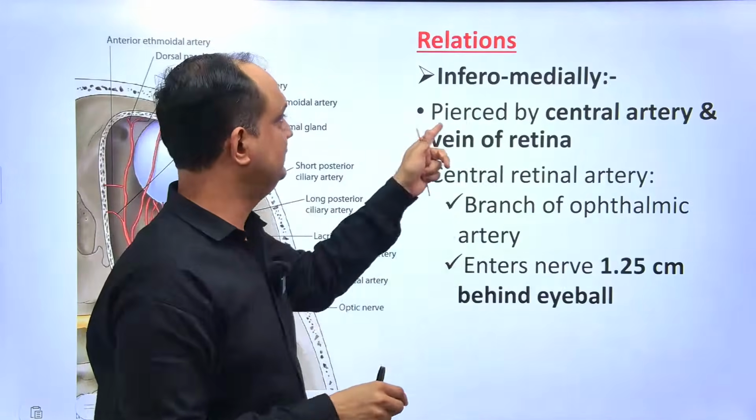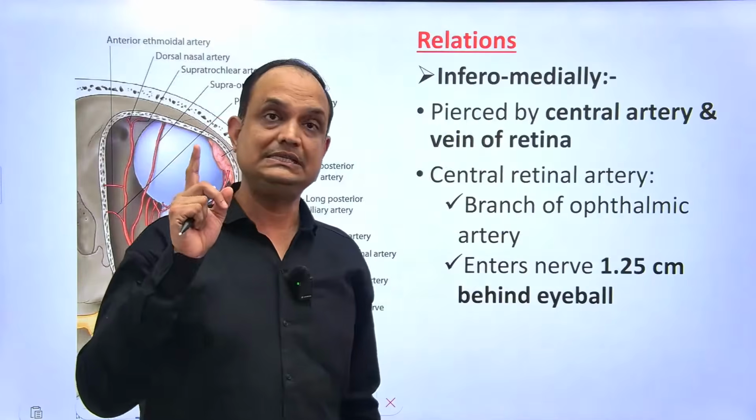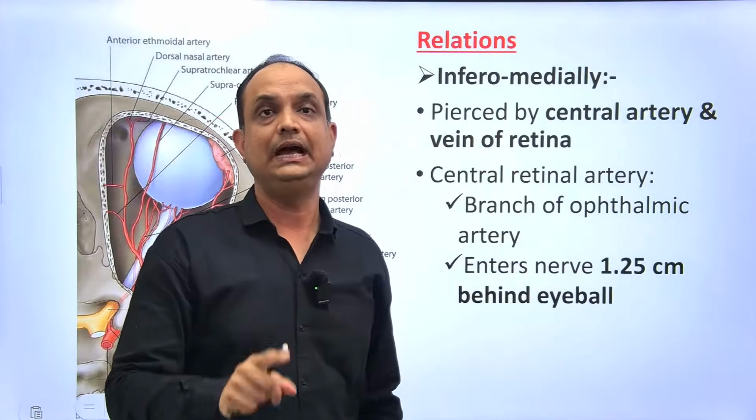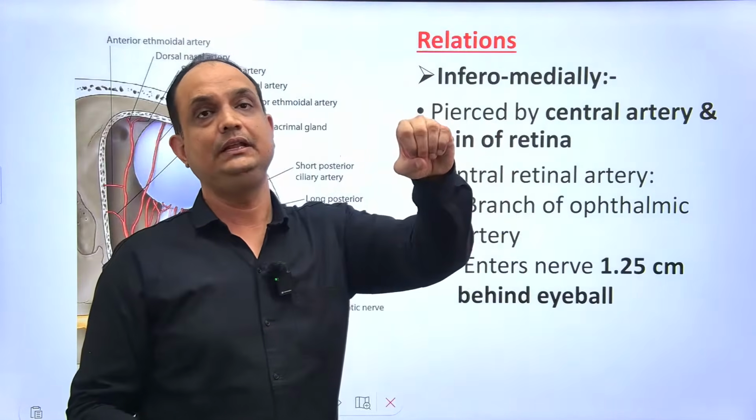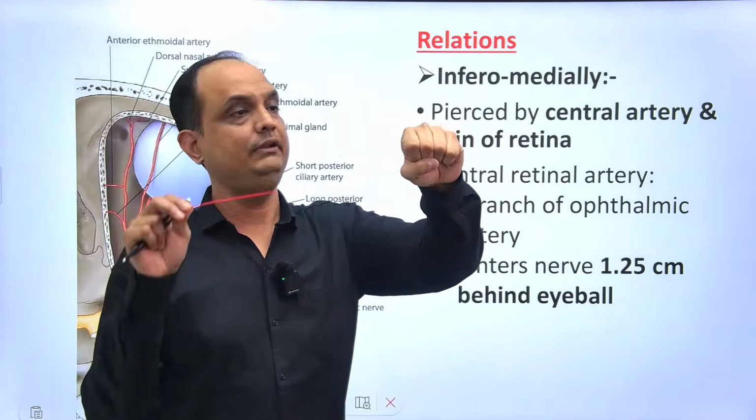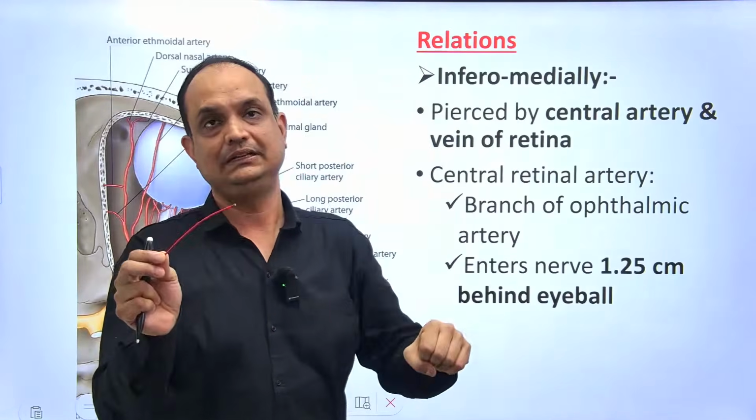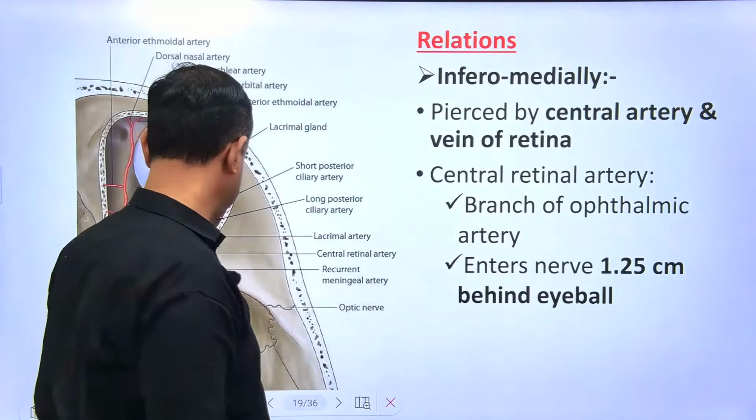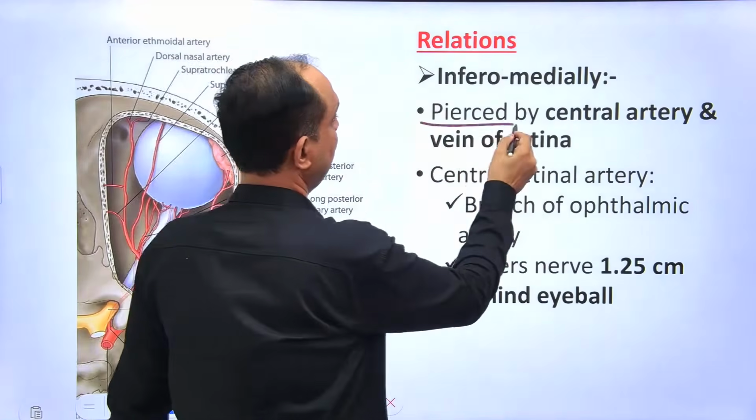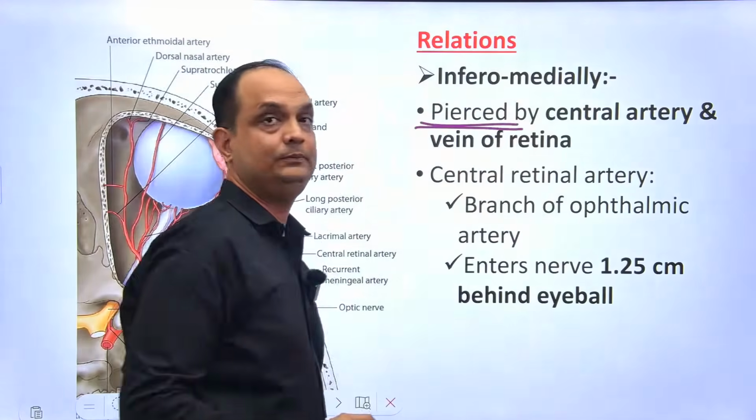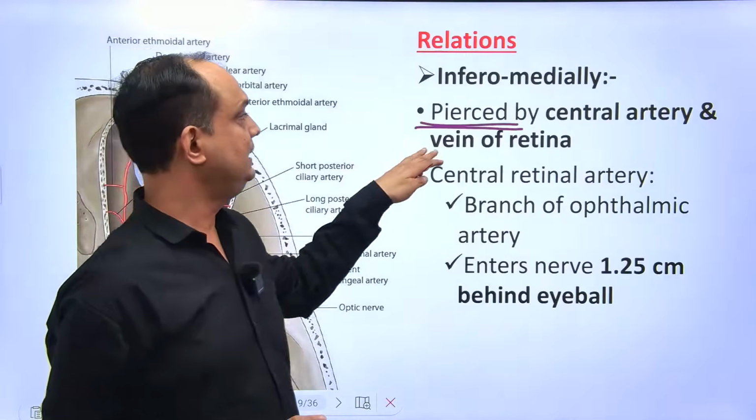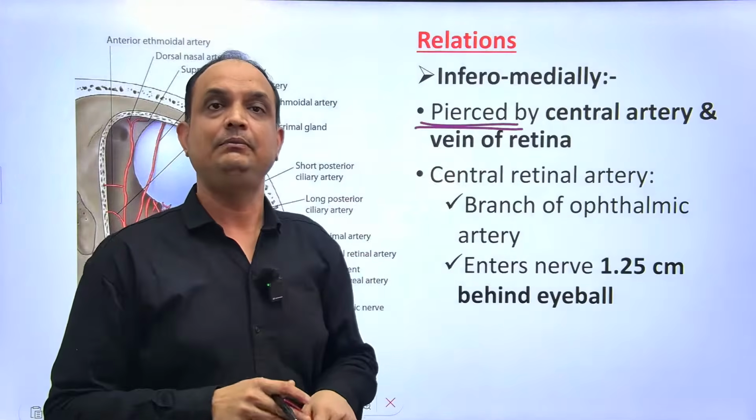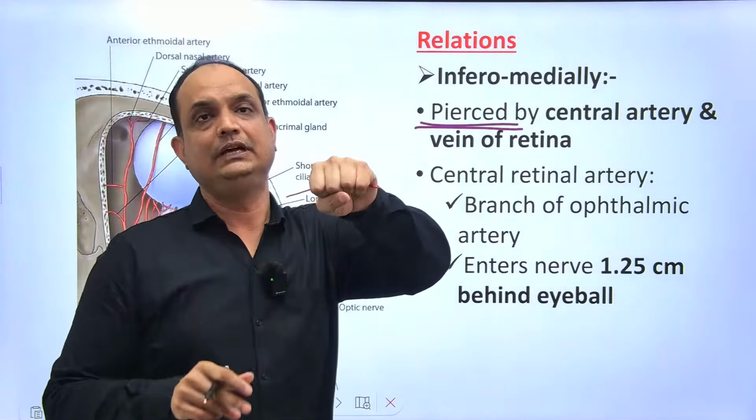So we are using the word piercing, but this concept should be clear in your mind that it is not like there is a nerve first formed, and then the artery comes and punctures it. It is not like that. Clear? So when you are using this word, you have to be very clear that the nerve is pierced by the central artery on the inferior surface, but embryologically it is actually trapping of the artery.